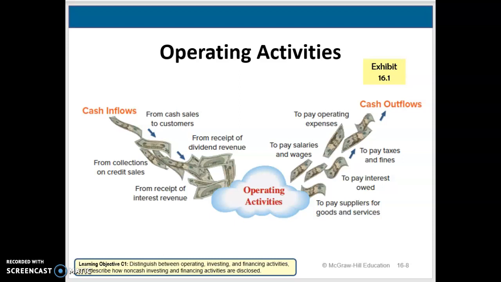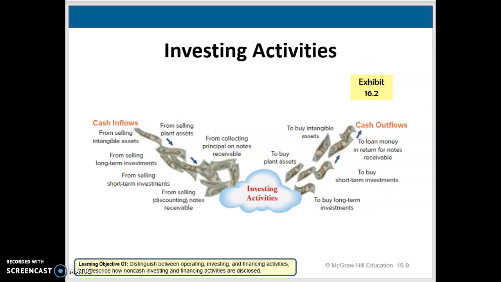All right, so let's look at our next section, investing activities. Investing activities are going to include the things that come from the purchase and sale of long-term assets. So they include the purchase and sale of short-term investments in other entities and lending and collecting money for notes receivable. This slide lists the other examples of cash flows from investing activities.